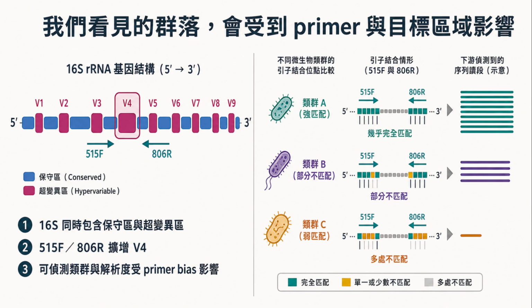In experimental design, primers affect which microorganisms we can ultimately observe. The 16S gene consists of alternating conserved and hypervariable regions, with hypervariable regions usually labeled V1 through V9. For example, the commonly targeted V4 region can be amplified using the 515F and 806R primer pair. If the primer binding sites of a microbial group are a good match, that group will generally be amplified more easily. If there are mismatches, amplification efficiency may decrease. As a result, the community composition we observe is also influenced by the selected target region and primer bias.